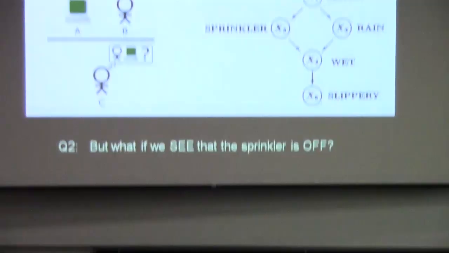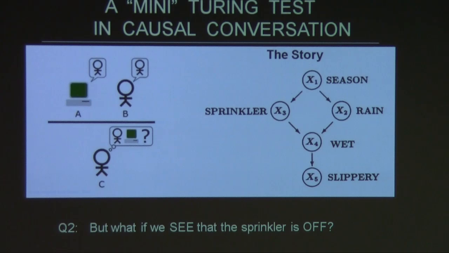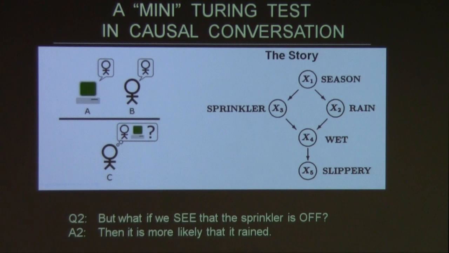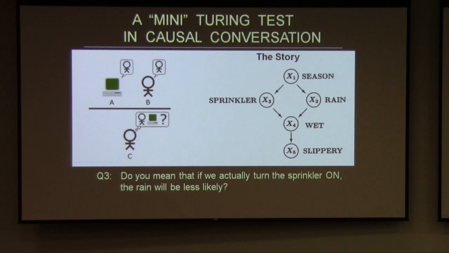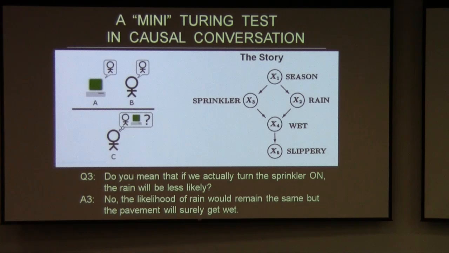So the next question. But what if we see that the sprinkler is off? Then you want the machine to answer, then it is more likely that it rained. That's reasonable, right? It should be a cause for the wetness. If it isn't the sprinkler, it must be the rain. Now comes, do you mean that if we actually turn the sprinkler on, the rain will be less likely? Here comes the action, right? We actually turn on the sprinkler. And the machine has to know, and it says, no. The likelihood of rain would remain the same, but the pavement will surely get wet.